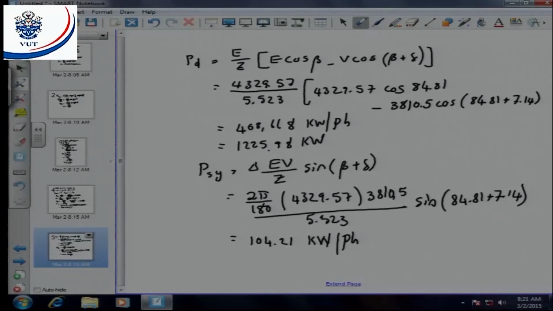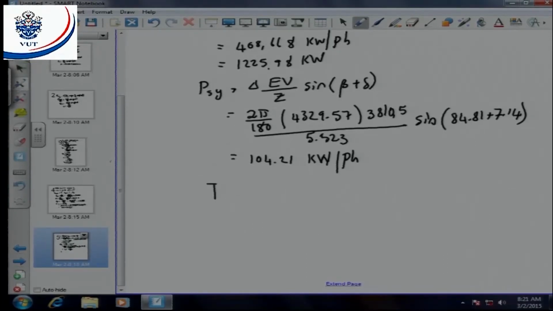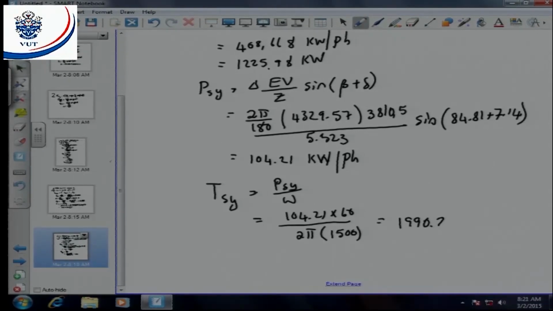To convert to torque, we take the synchronizing power divided by omega, which is 104.21 times 60 divided by 2 pi 1500 revs per minute, gives us a value of 1990.26.